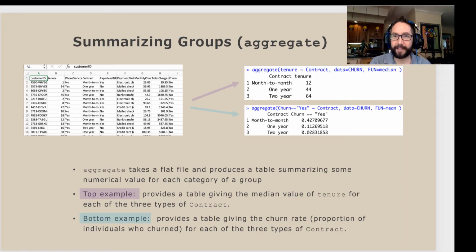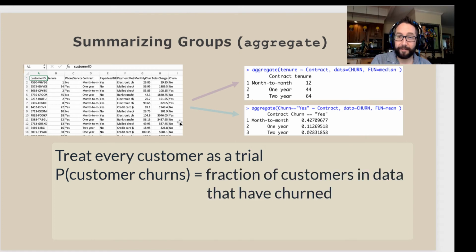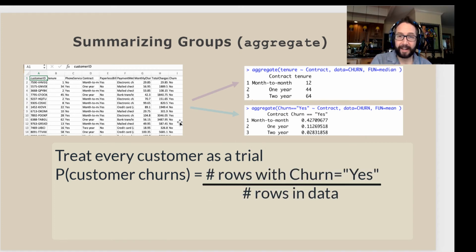Let's go back to the telecommunications churn data sets. Here we had a column for the customer ID, how long they've been with the company, the phone service, yes or no, and also the column for churn. So one thing I might like to do is, if I just treated every customer as a trial, figure out the probability that some random customer is going to end up churning. That would just be the fraction of the rows with churn equals yes that I end up seeing, and I could do this for maybe different groups.